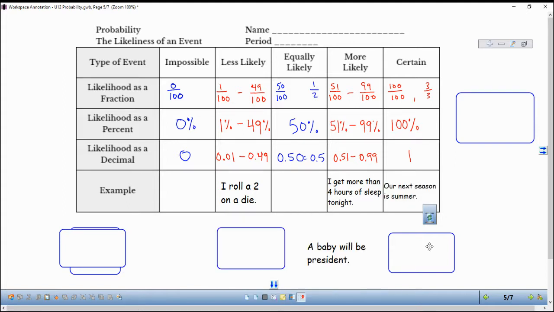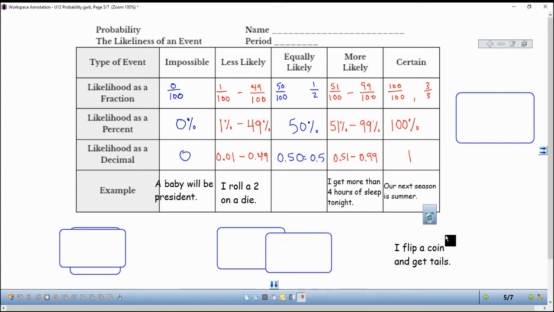All right, next example. A baby will be president. Well, like a baby as they currently are. Not like a baby will one day grow up to be president, but will a baby younger than 1 year old be president? I'm going to go with impossible on that because of the way that the laws are written. It'd be a hard election for a baby to win, too.